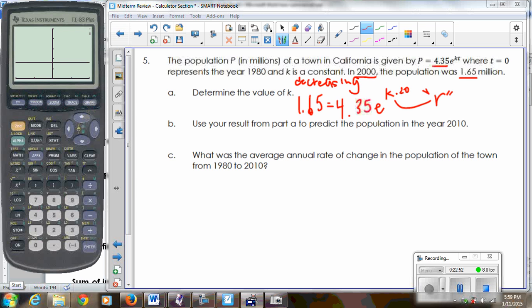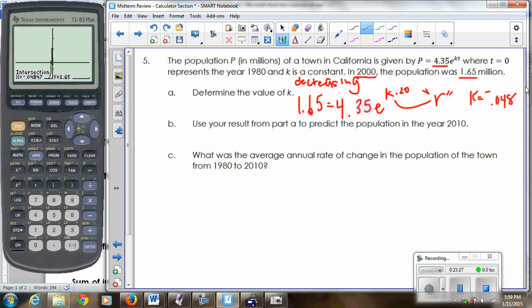So there again is the population that I'm looking for. And now I can see where the two graphs intersect. So if I hit second trace, intersect, I can see that the K value in this case is -0.0485. And let's see, I'm just going to go ahead and round that to -0.048. So about 4.8% decrease in the population.